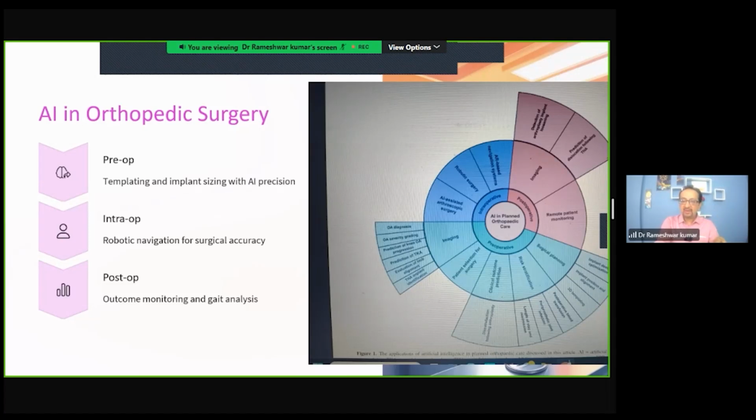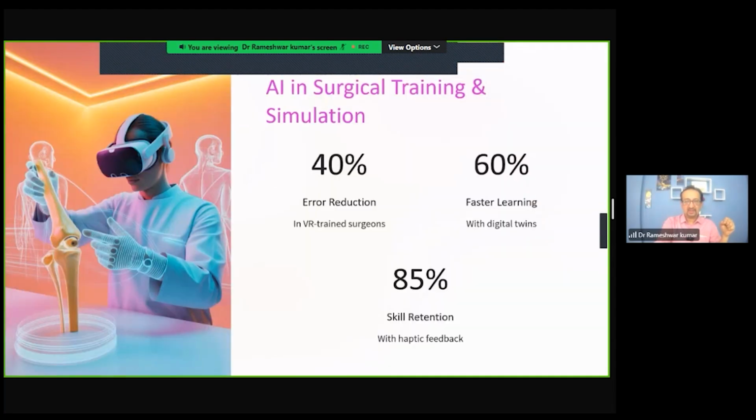Intraoperatively, it helps guide the surgeons regarding the use of the correct size of screw, implant, or prosthesis, and also gives feedback to the doctors regarding better outcomes. Post-operatively, it also predicts the surgical outcome and helps in rehabilitation. There are many tools used to do all these things, and they are not the future. They are being done right now, right at this time.